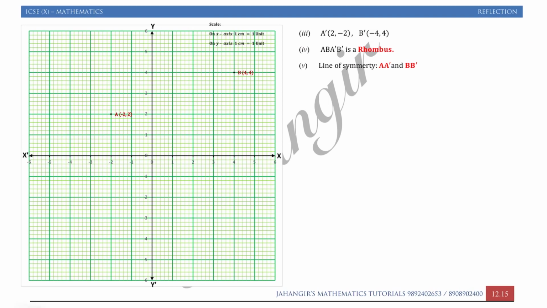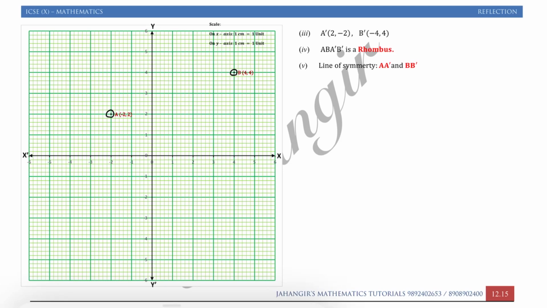So the first question says: use a graph paper with a scale of 1 centimeter equal to 1 unit on both axes. First question is to plot the point A minus 2 comma 2. See, this is my point A and this is my point B. Point A is minus 2 comma 2. See, minus 2 from the x-axis and 2 from the y-axis. They intersect to get a point. And then 4 comma 4. You know how to plot 4 comma 4.